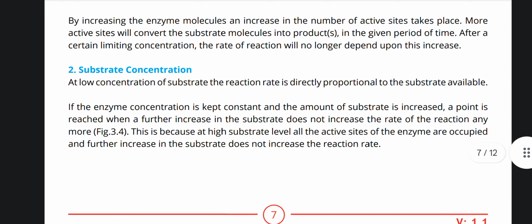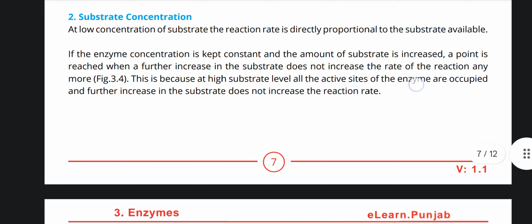Number 2. Substrate concentration. At low concentration of substrate, the reaction rate is directly proportional to the substrate available. If the enzyme concentration is kept constant and the amount of substrate is increased, a point is reached when a further increase in the substrate does not increase the rate of reaction anymore. This is because at high substrate level, all the active sites of the enzyme are occupied and further increase in the substrate does not increase the reaction rate.